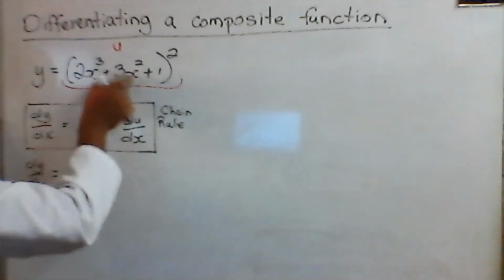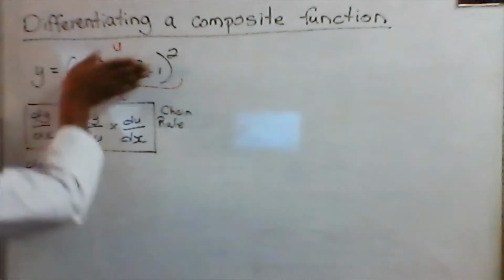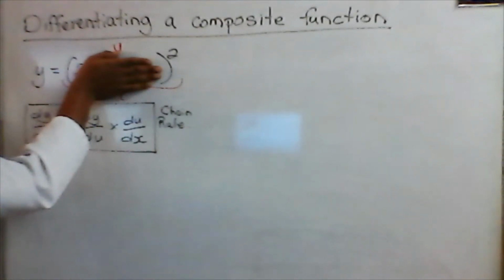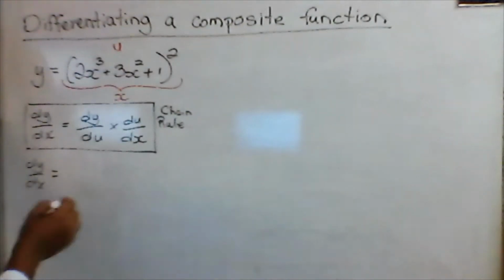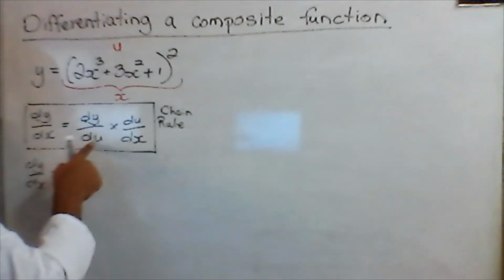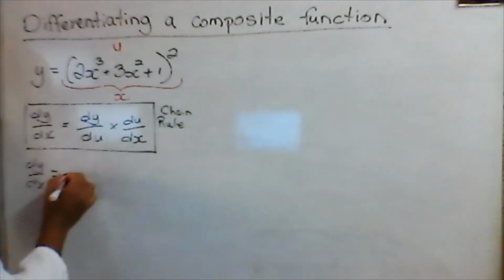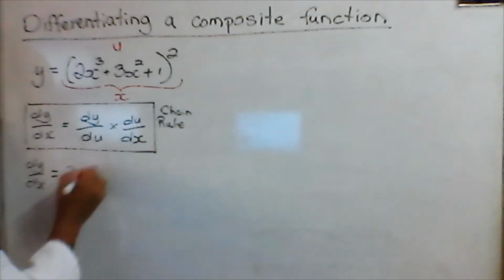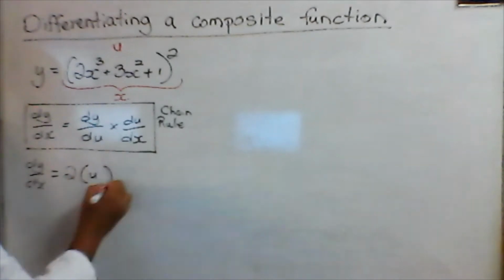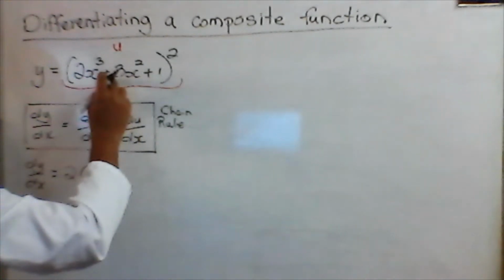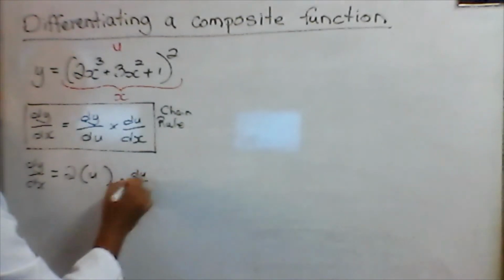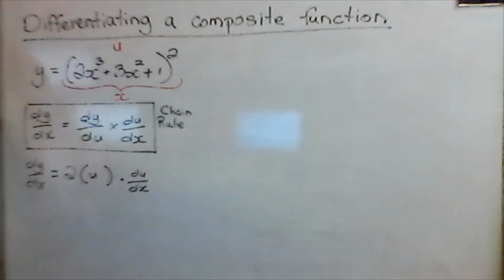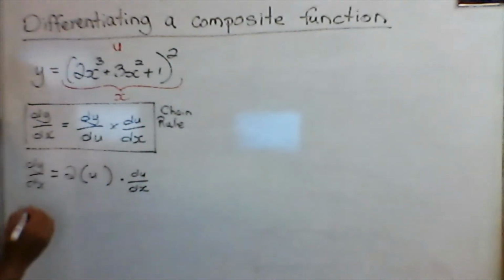The derivative of the outside: if you take this whole thing as one variable u, and you have a square there, then differentiating, dy du will be equal to 2u, multiplied by the derivative of the inside, du with respect to x. Okay, so let's put this in perspective.